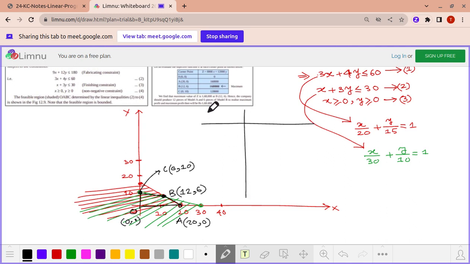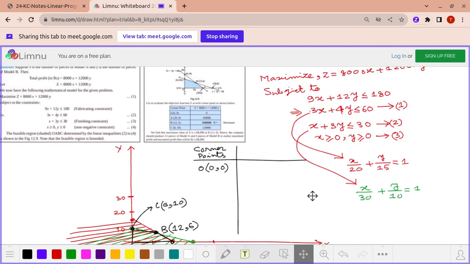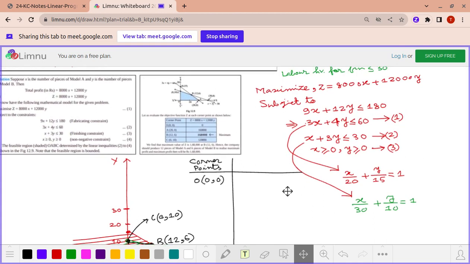So I am writing here corner points. The first point is the origin, 0 comma 0. What will be the value of the objective function? What is the objective function, by the way? The objective function is 8000x plus 12,000y. Here we are writing the value of z, so it will be 0 obviously.